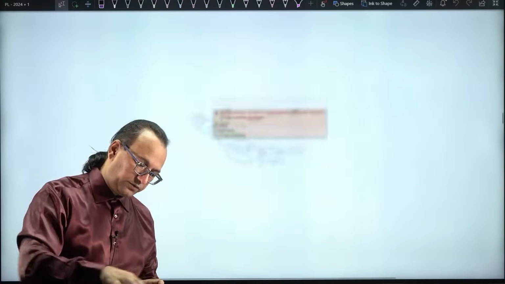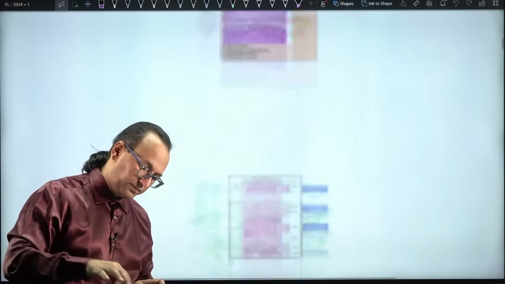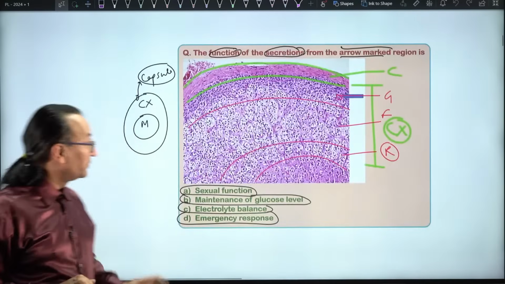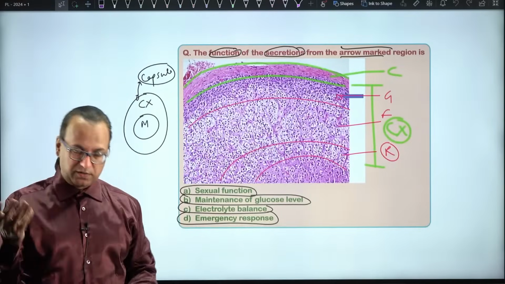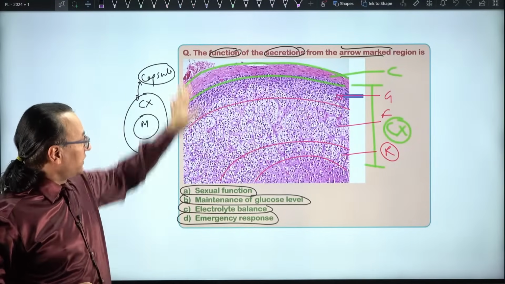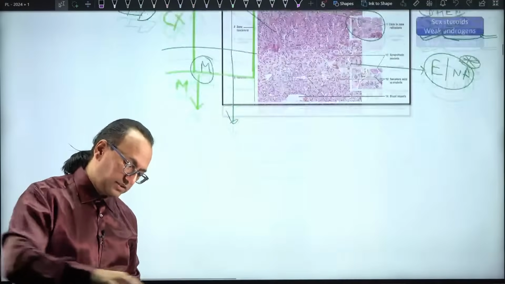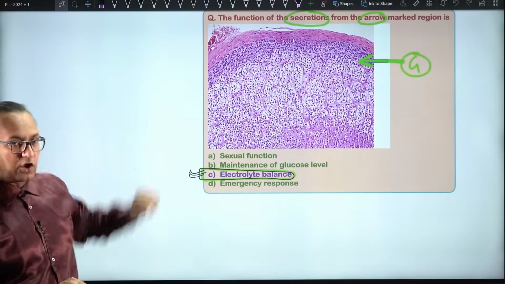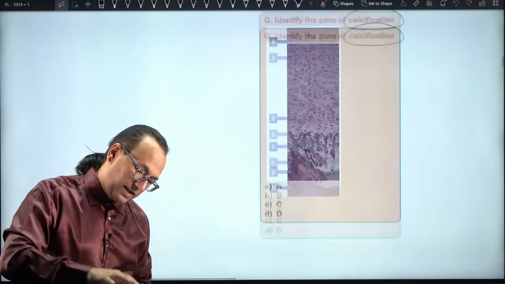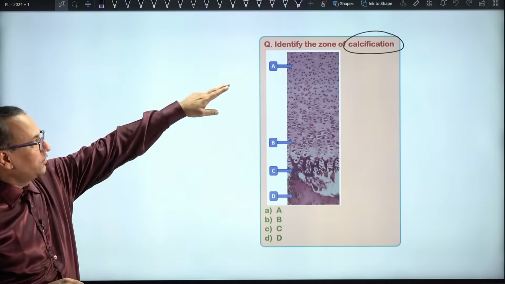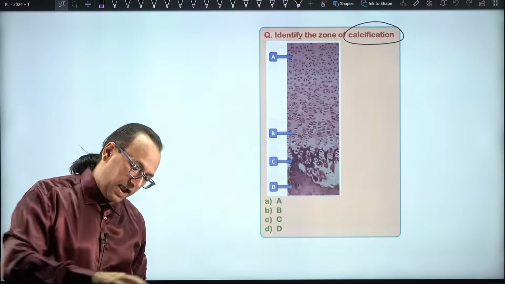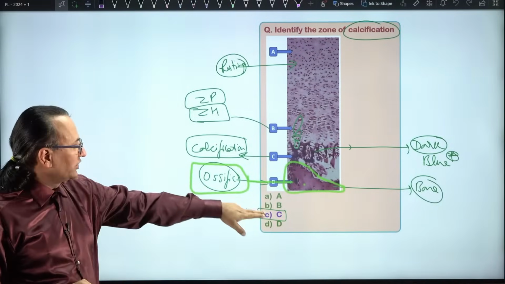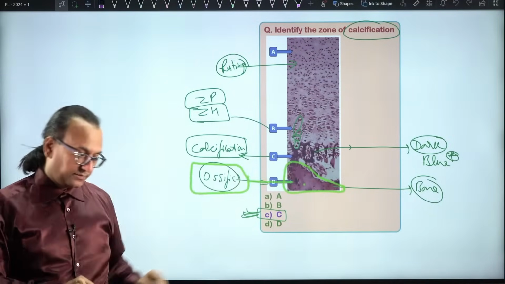So these are the questions which we have taken care of. I'm just revising. This was the question and we already gave the answer. The answer will be choice number C because they are marking the zona glomerulosa. Then we had this question asking for the zone of calcification, and we have marked it as choice number C. This is the zone of calcification.